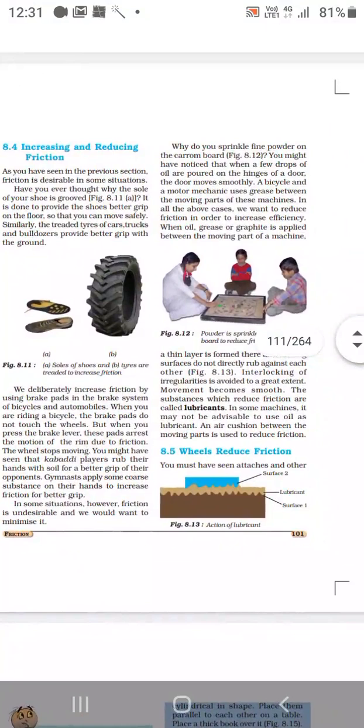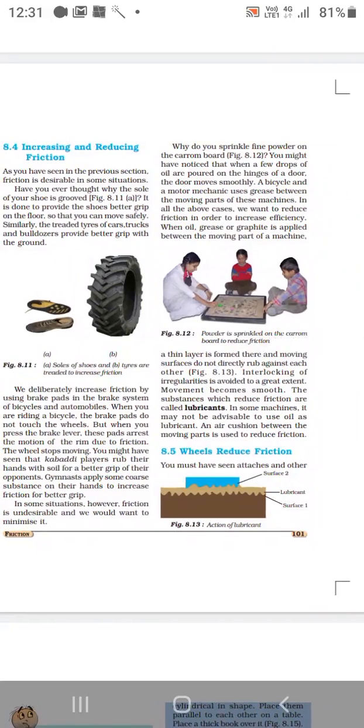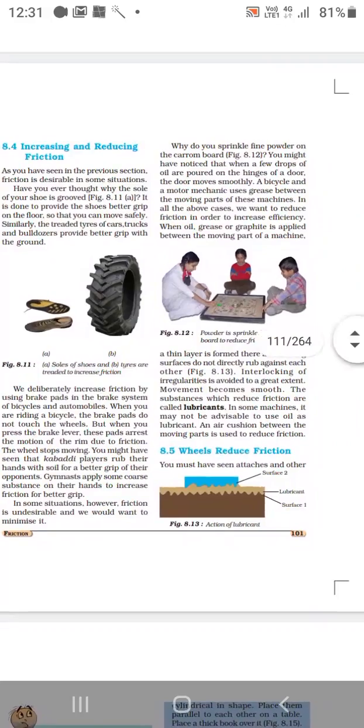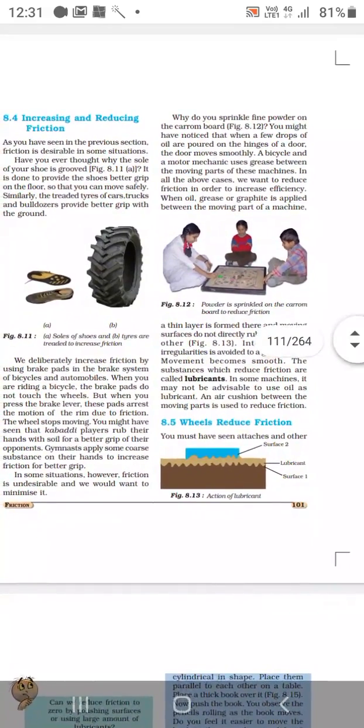Why do you sprinkle fine powder on the carom board? You notice that when a few drops of oil are poured on the hinges, the door moves smoothly. A bicycle or motor mechanic uses grease between the moving parts of the machine. In all the above cases, we want to reduce friction in order to increase efficiency.